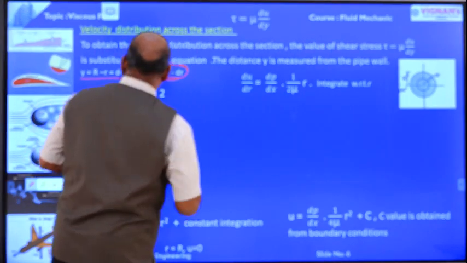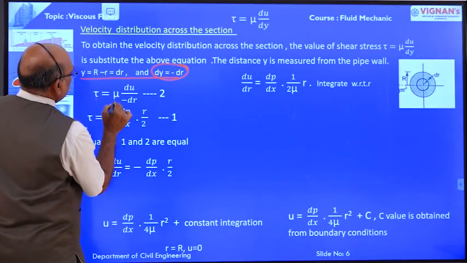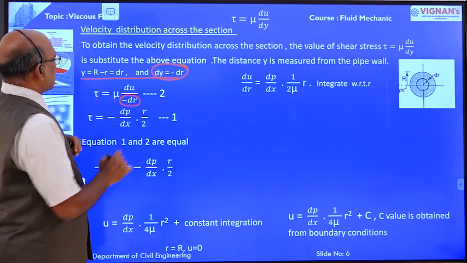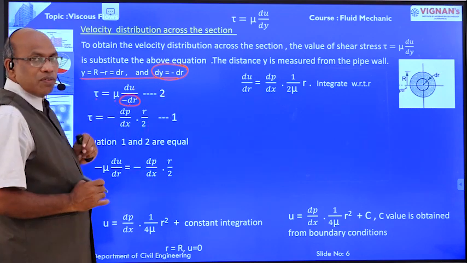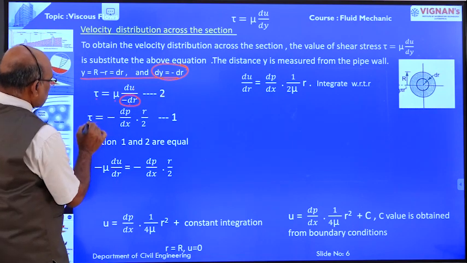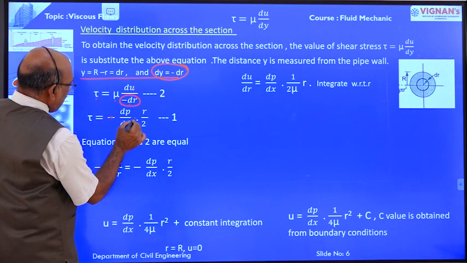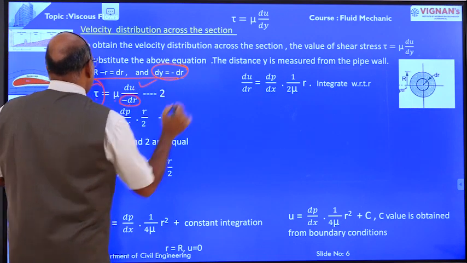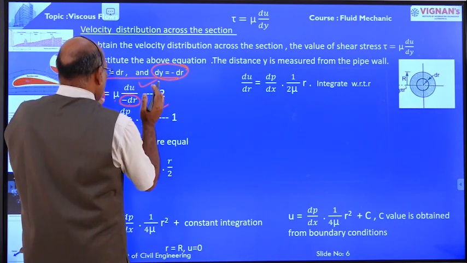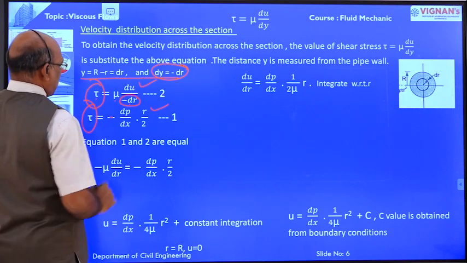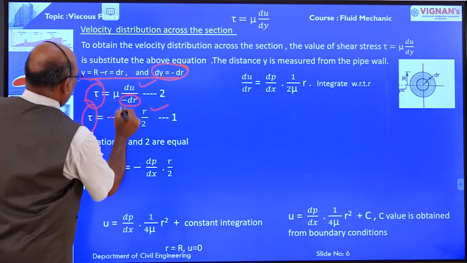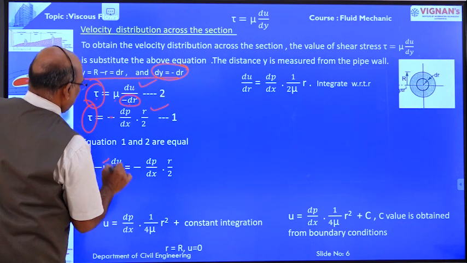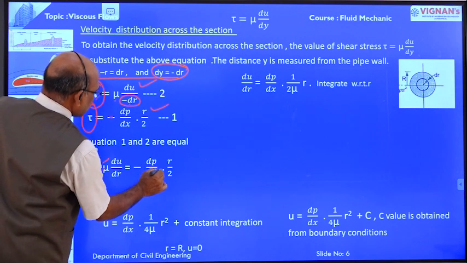Therefore, this equation becomes tau is equal to mu into du by dr, where in place of dy we have taken minus dr. This is equation number 2. Already we have derived equation number 1, shear stress tau is equal to minus ∂p/∂x into r by 2. Now these two values of tau are equal. Therefore, minus mu ∂u/∂r is equal to minus ∂p/∂x into r by 2.